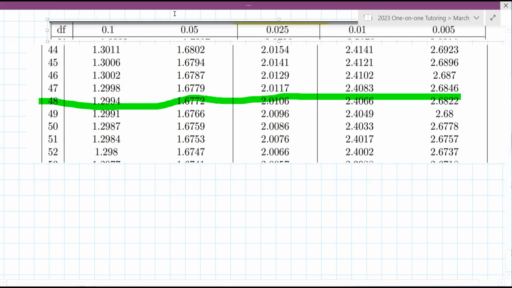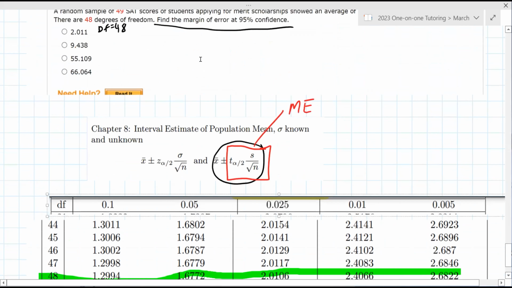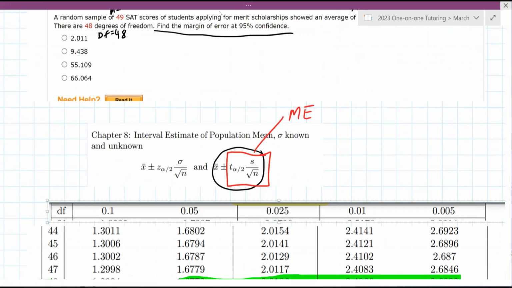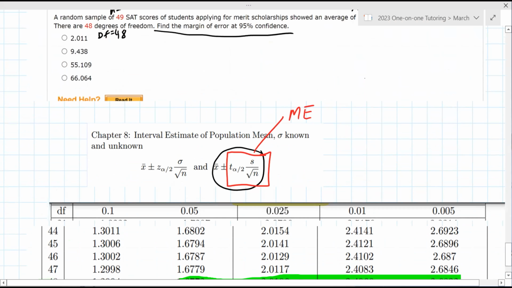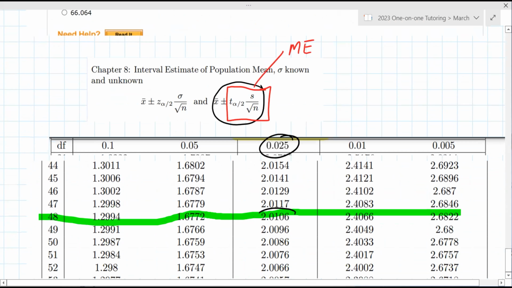Okay. So you're looking at, and it depends on the problem here, 95% confidence. So that's in the middle. 0.95 is in the middle. So how much is in either tail? 0.025. So that's why you go to the 0.025 column, and then you want that value there, 2.0106. So that's your T. That's your T alpha over 2.